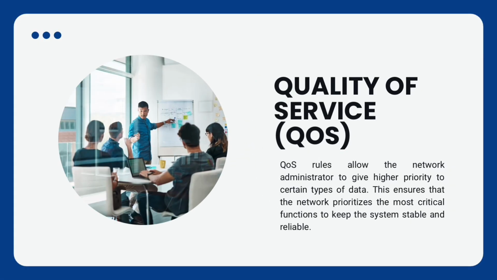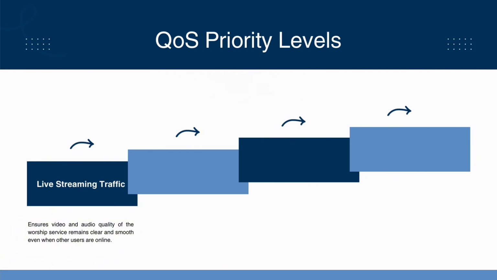To solve this problem, the Church Multimedia Lab uses quality of service rules that allow the network administrator to give higher priority to certain types of data. For example, live streaming traffic is given the highest priority. This ensures that the video and audio quality of the worship service remains clear and smooth even when other users are online.